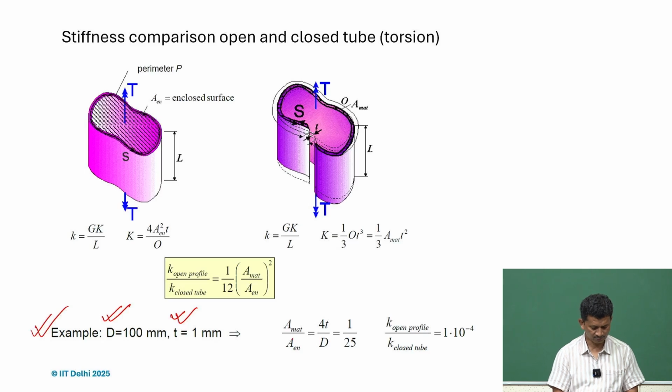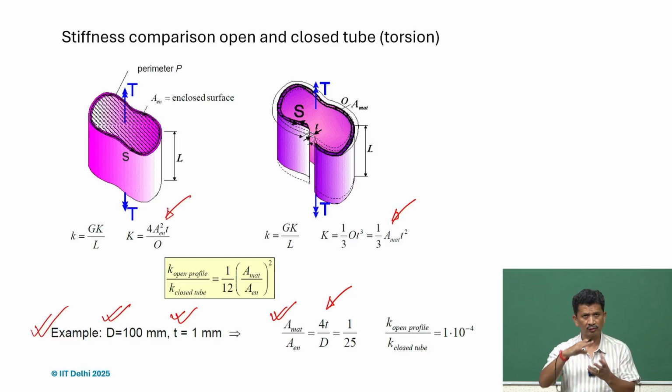So in this case, if we compare the ratio of the areas, A material versus A enclosed, we can easily find that, because in one it is a perimeter multiplied by T, and for the enclosed area it is the closed surface area pi d square by 4. So if we do that, we realize that this A material versus A enclosed will be 4T by D, and for these dimensions I mentioned, it will be 1 by 25.